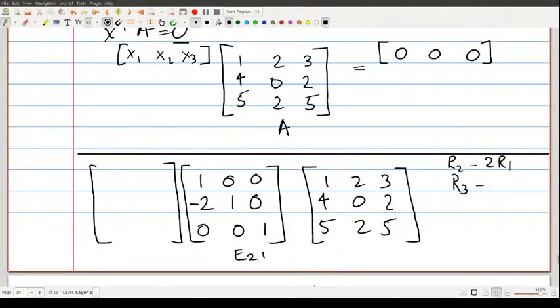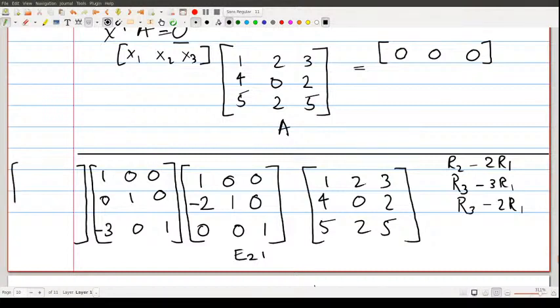The next step that we did was R3 minus 3 times R1, and the matrix for that is: preserve the first row, preserve the second row, for the third row minus 3, 0, 1. And lastly we did R3 minus 2 times R2, and that was 1, 0, 0, preserve the first row, preserve the second row, 0, minus 2, 1. This was E31 and E32, okay?